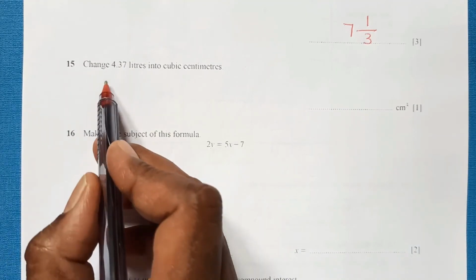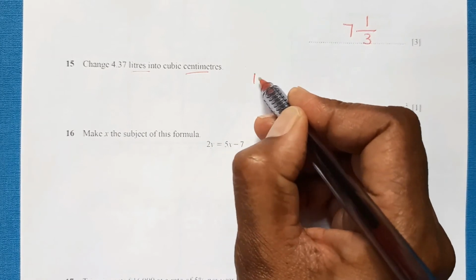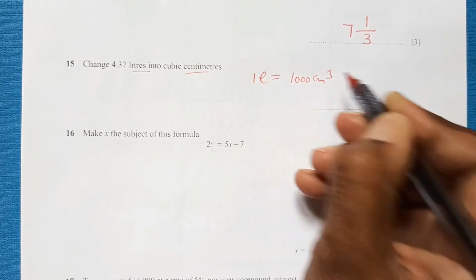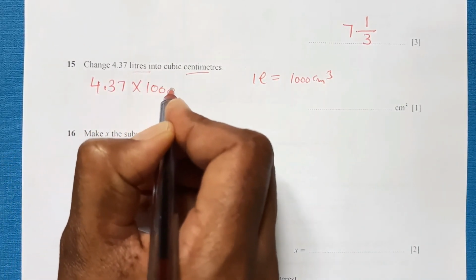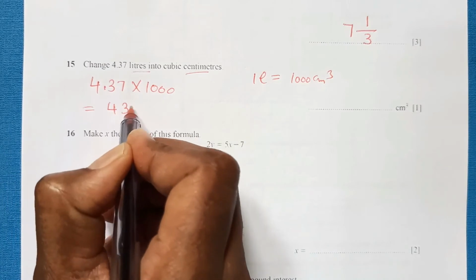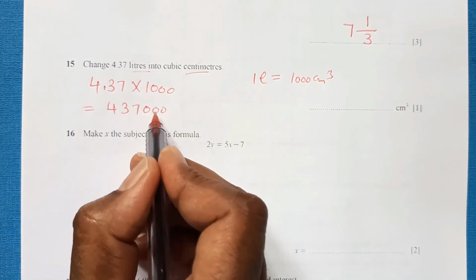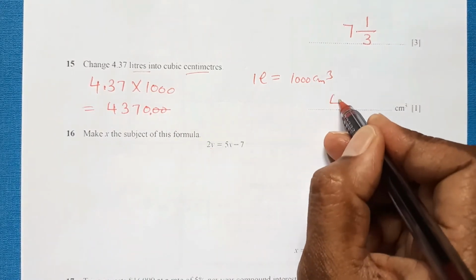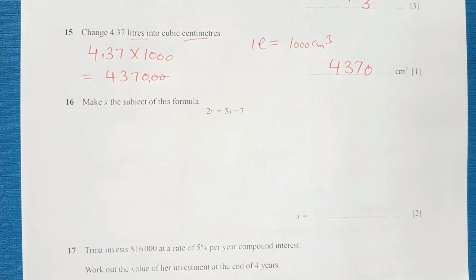Question 15. Change 4.37 liters into cubic centimeters. As you know, 1 liter is equal to 1000 cubic centimeters. So we are just going to multiply this by 1000. So that is 437, 3 zeros, then 2 decimal places starting from the right hand side, 1, 2. So our final answer is 4370 cubic centimeters.